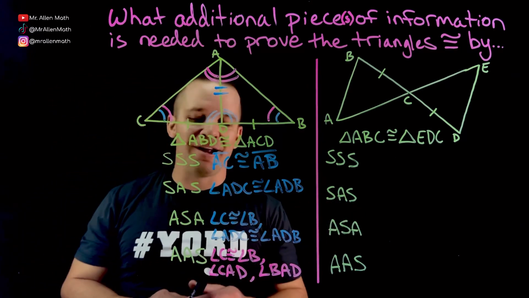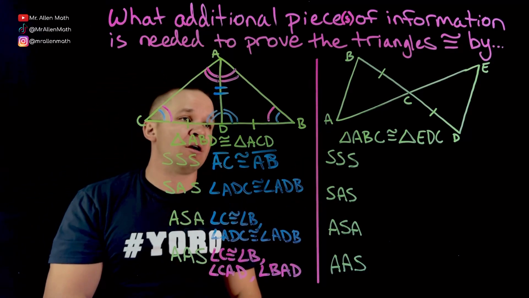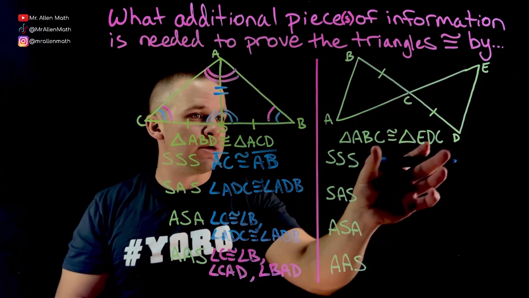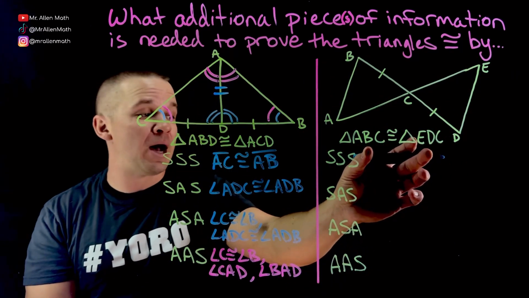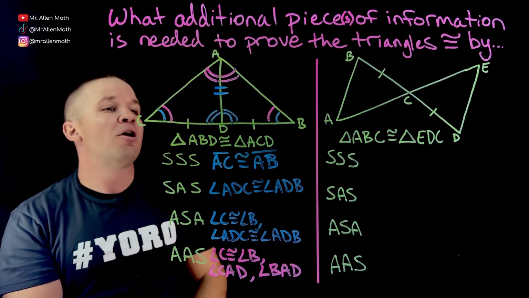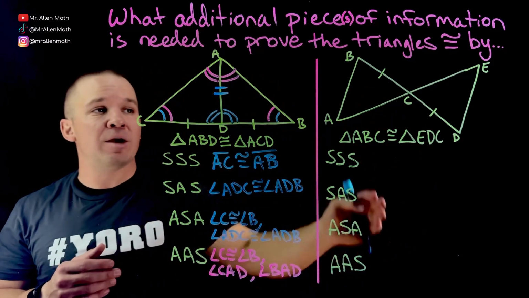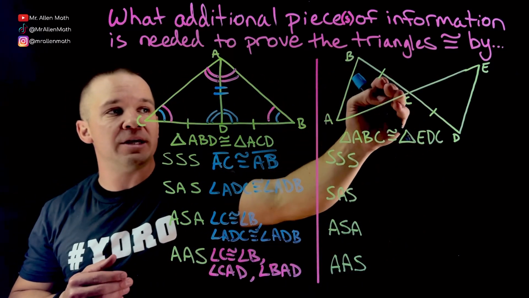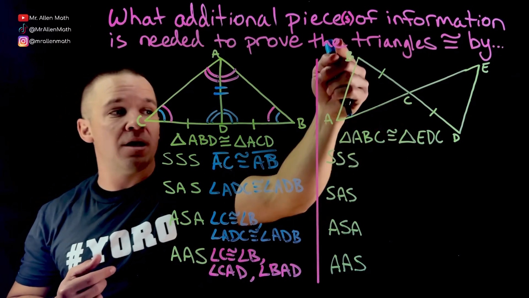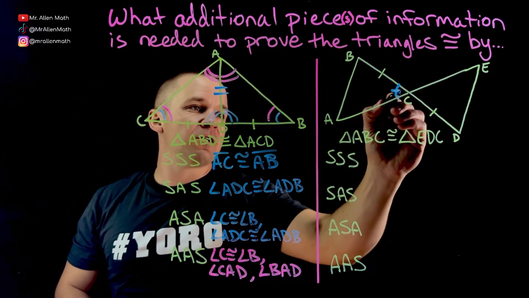All right, next one. So we got ourselves another lovely little diagram here, ABC, this triangle here, and then we've got EDC. So we're trying to prove these two triangles congruent by side, side, side, side, angle, side, or angle, angle, side. What information are we going to need? Well, I do have a freebie piece of information beyond the given that we have here, BC and DC being congruent. We also could have said that C was the midpoint of BD, and you could get that from that. These are vertical angles.